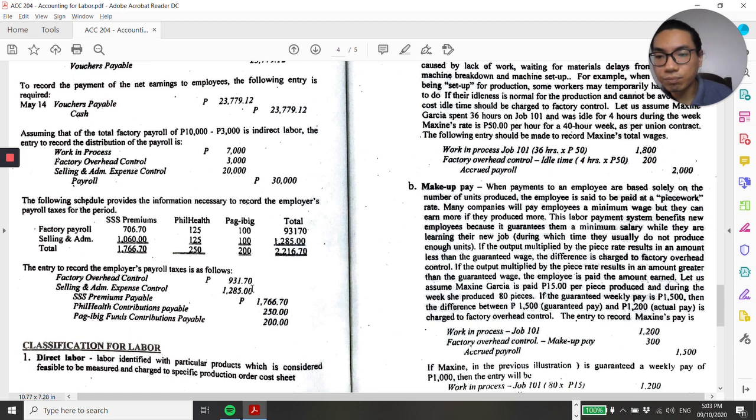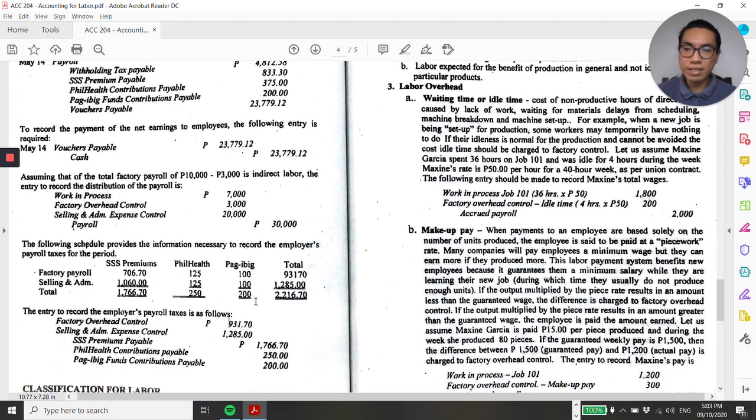So yan for the factory overhead control account. Syempre, i-consider lang natin dito na indirect labor costs would be those employer's contribution related to factory payroll. And the rest will be considered as a period cost. And yung mga related entries natin for the SSS, PhilHealth, and Pag-ibig will also be applied.